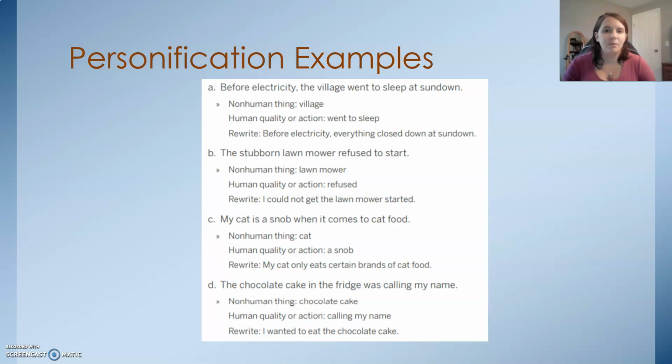My cat is a snob when it comes to cat food. The non-human thing again is the cat, and the human quality is a snob. I know my cat isn't. She can be snobby, but she's not human, so that's a weird thing. But the fact is that the cat only eats certain kinds of cat food. That's why they're a snob. And then, the chocolate cake in the fridge was calling my name. The non-human thing here is the chocolate cake, and the human quality is it was calling my name. Obviously, the chocolate isn't going, hey, come eat me. It's just that you really want it. You have that desire.